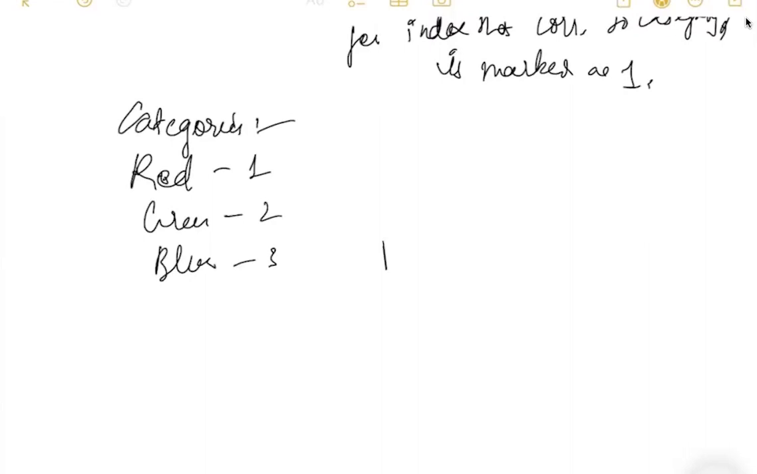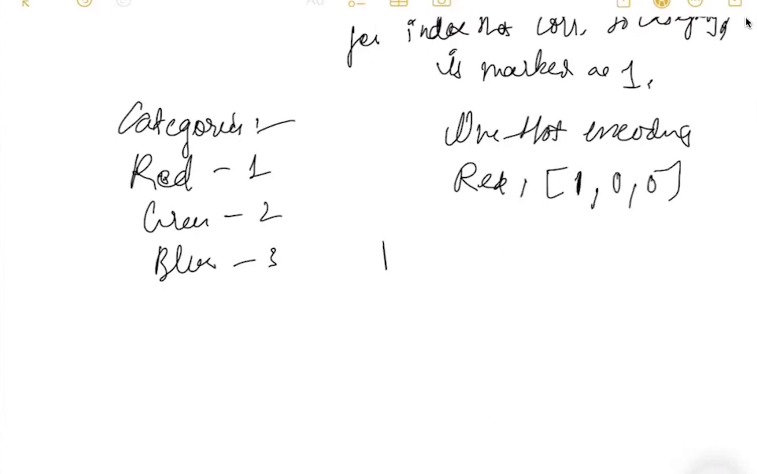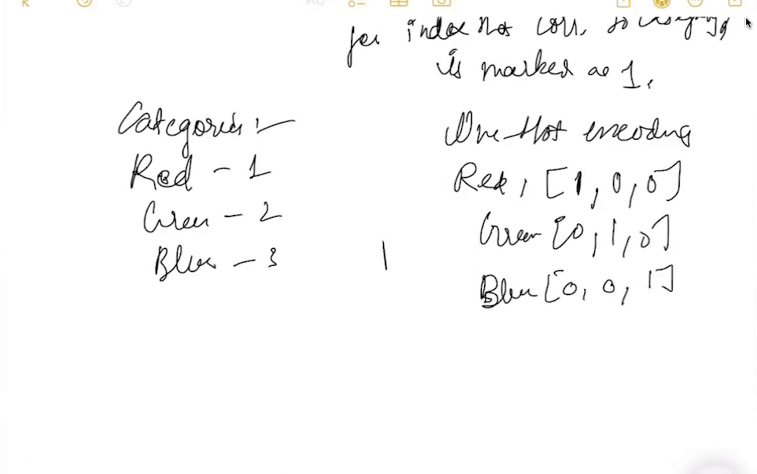So what does one-hot encoding do? If I'm talking about red, this is index 1, so it will show 1 at this place, and other values are 0. If I have green, then I have 0, 1, 0, and for blue, this is 3, so 1 at the third place. In this representation, each color is uniquely identified by a vector of length 3. The 3 is the number of categories.